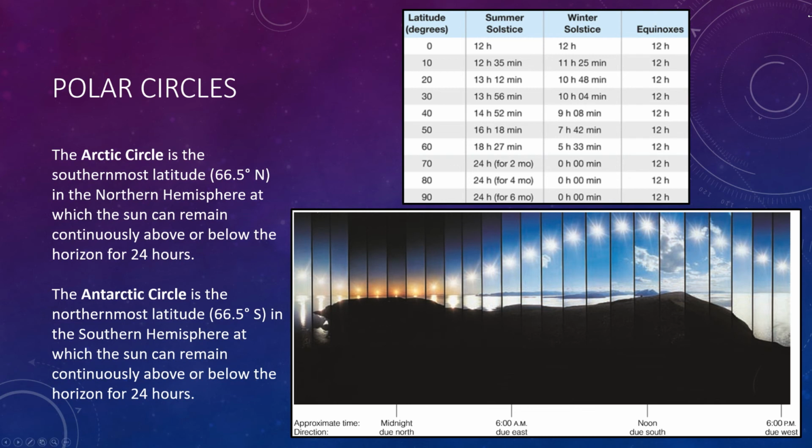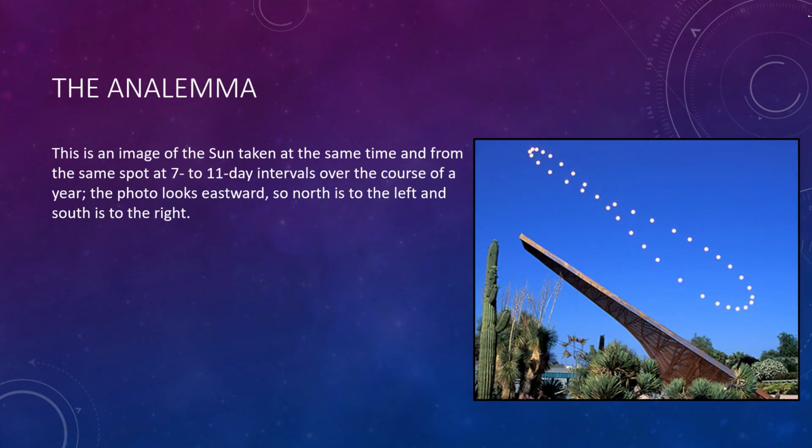So as we know, the sun is changing its position in the sky every day throughout the year. Well, it actually takes a particular type of path every year, and it's known as the analemma. This composite photograph shows images of the sun taken at the same time of morning and from the same spot at 7 to 11 day intervals over the course of a year.